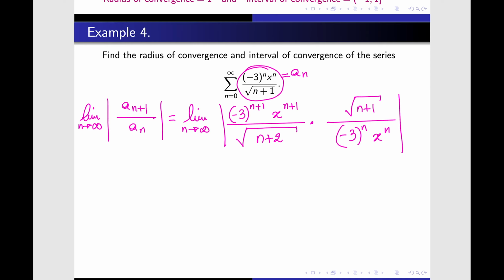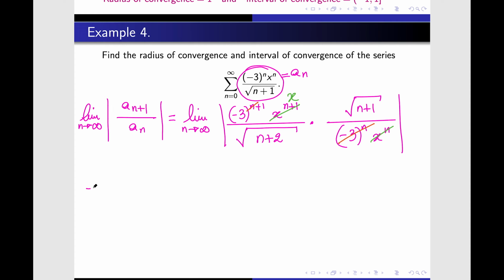Let's simplify. If you simplify x to the power n plus 1 divided by x to the n, you only get x here. If you simplify minus 3 to the power n plus 1 divided by minus 3 to the power n, you get minus 3, right? So technically this and this are going to cancel, and then we get the rest.